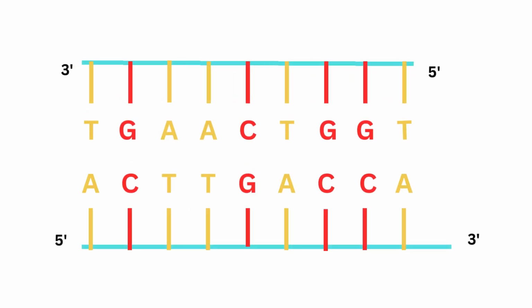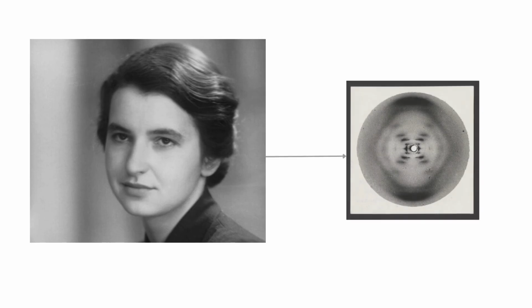This sequence, TGAACTGGT, is not random. It is extremely specific. Each gene is defined by a unique sequence of nitrogenous bases. This exact sequence decides which protein is made, how it folds, and how it functions, and that ultimately determines the traits, health, and fate of an organism.